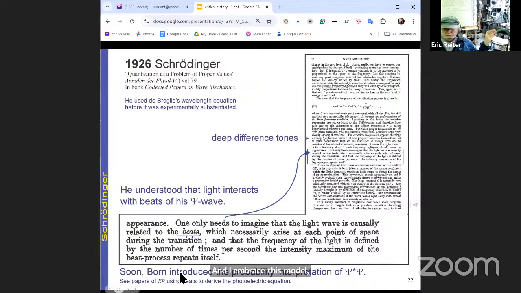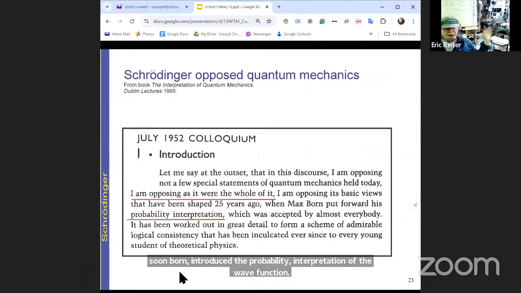But soon, Born introduced a probability interpretation of the wave function, but Schrodinger hated it. I'm opposed to the whole bunch of it. He explains really clearly in his later book that he argues against Born's probability interpretation.